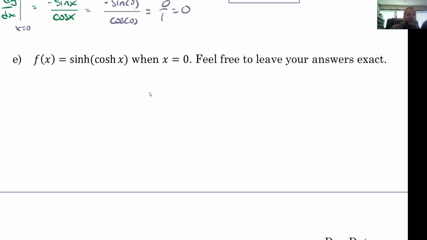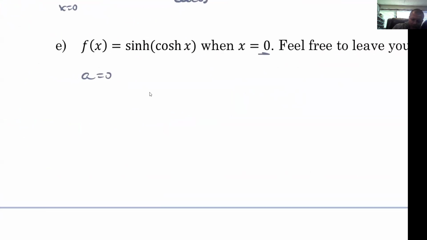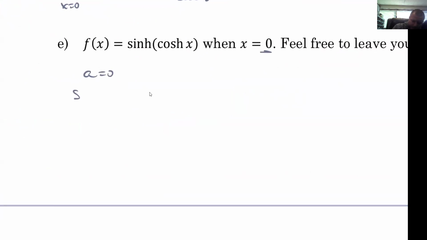Right? And then finally, the last one, we have to do some trig stuff. All right, so this one's gonna be a little ugly, but you know what? Math doesn't always have to be so super pretty. Right, so we know that our value of a is zero. So now I'm gonna take the sinh, so f of zero is equal to the sinh of the cosh of zero. Cosh of zero is the same as like the cosine of zero. It's going to equal one.